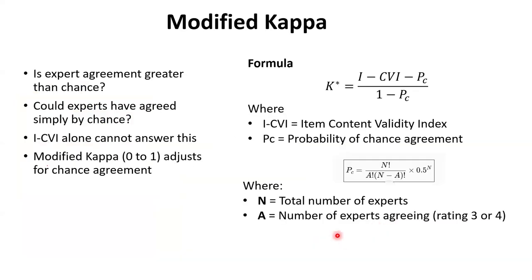And then, of course, you have the modified kappa, which is also another measurement of content validity. So how much of the agreement in the I-CVI was beyond chance. So you all know what kappa statistics is. So this is using the same concept, that is, whatever agreement was there, you want to find out how much of the agreement you have calculated is beyond chance.